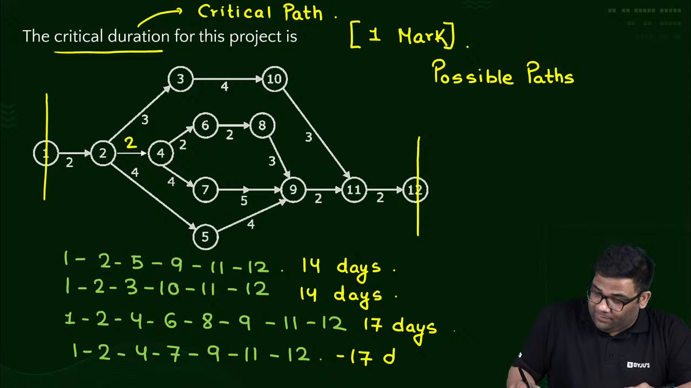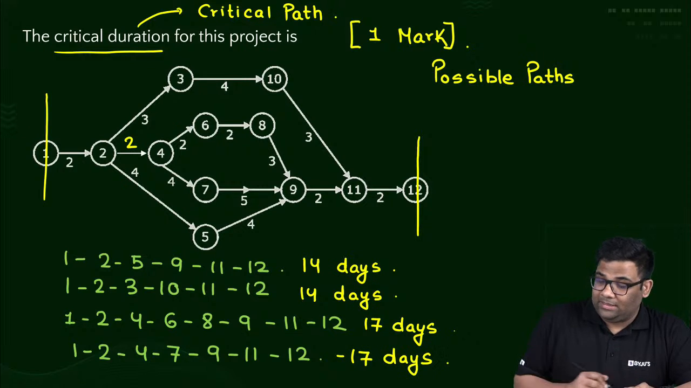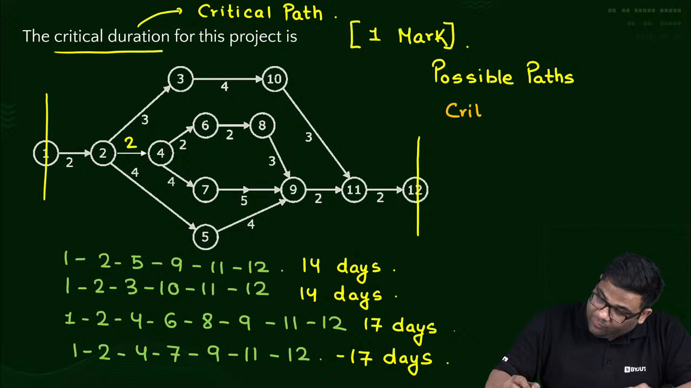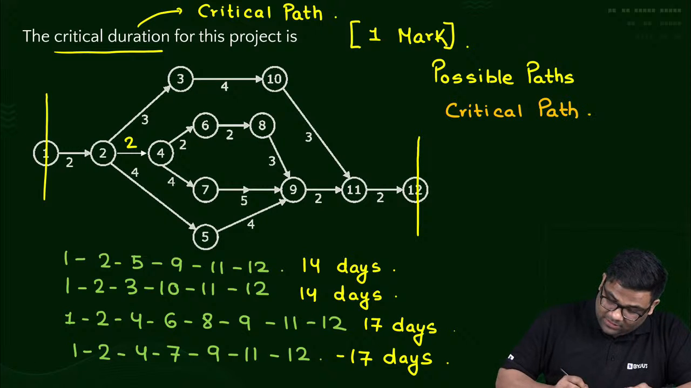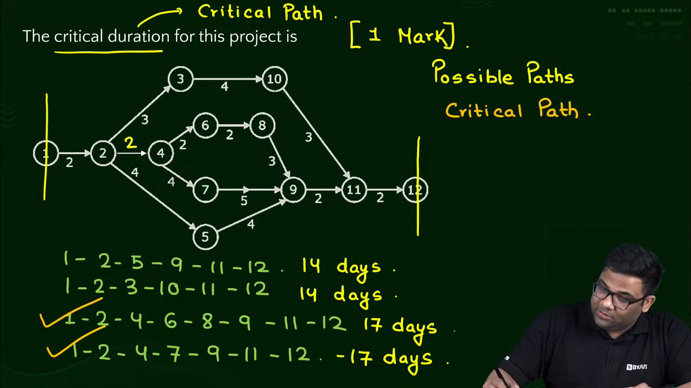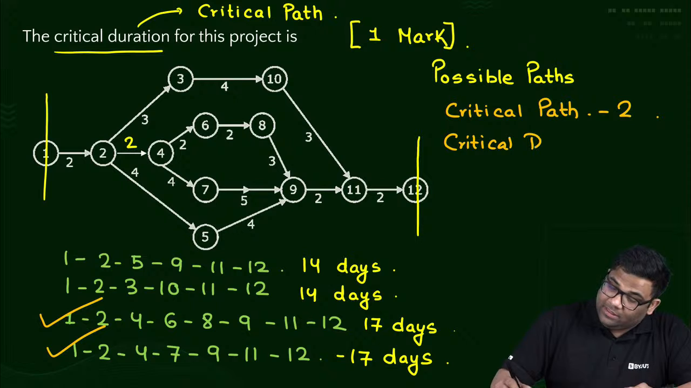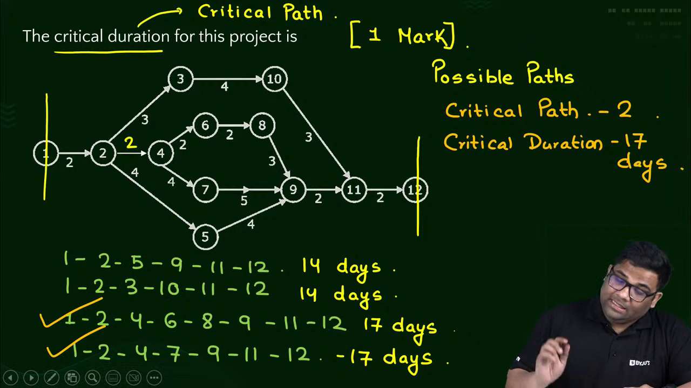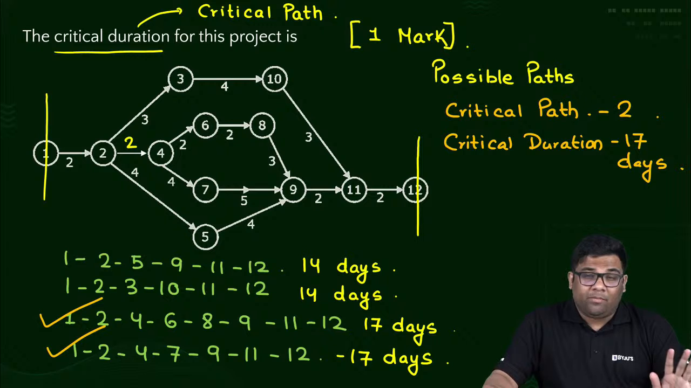So we actually have 2 critical paths here, right? Both of these are critical paths, and the critical duration is 17 days. Now, ladies and gentlemen, this is a typical 1 mark question.